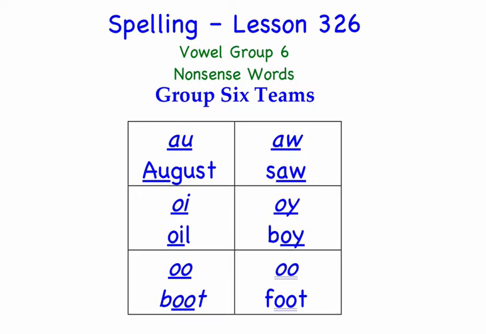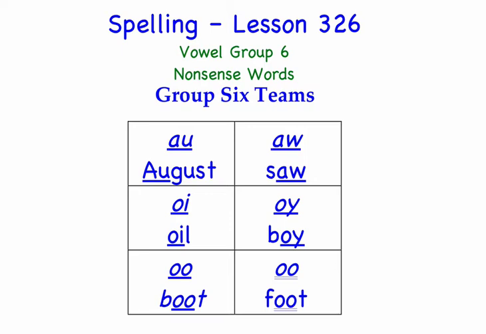OI and OY represent the same sound, oi, as in oil and boy. Again, when you hear the sound oi at the beginning of the word or in the middle of the word, we use OI usually. However, at the end of the word, when you hear the sound oi, you use OY.